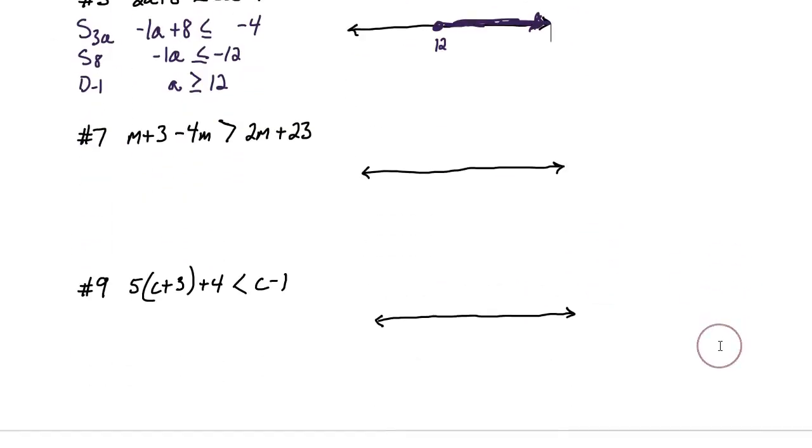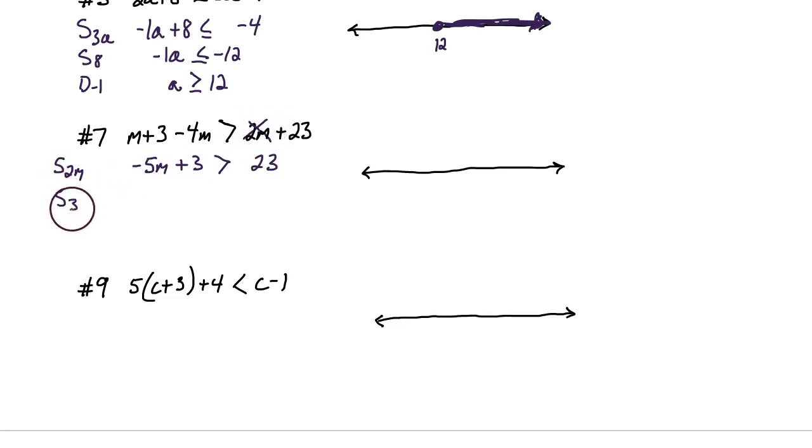Next, number 7, let's solve for m. There's different things you might choose to do first, but on the video, I'm going to subtract 2m from both sides. On the left side, we have 1m and negative 4m, which combine to negative 3m. Then when we subtract the 2m, we get negative 5m. Here's the plus 3, here's the greater than symbol, and here's the 23. By choosing to subtract 2m, what happens is the 2m on the right cancels away.